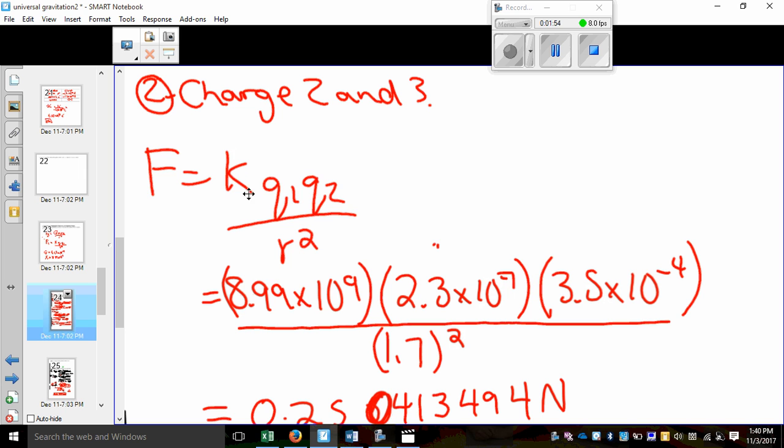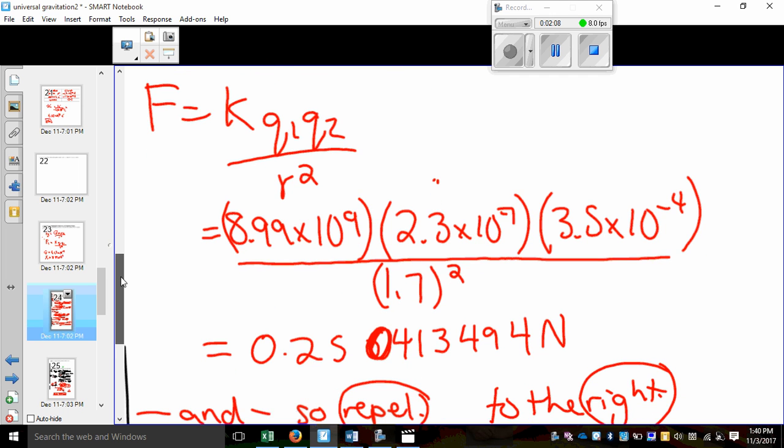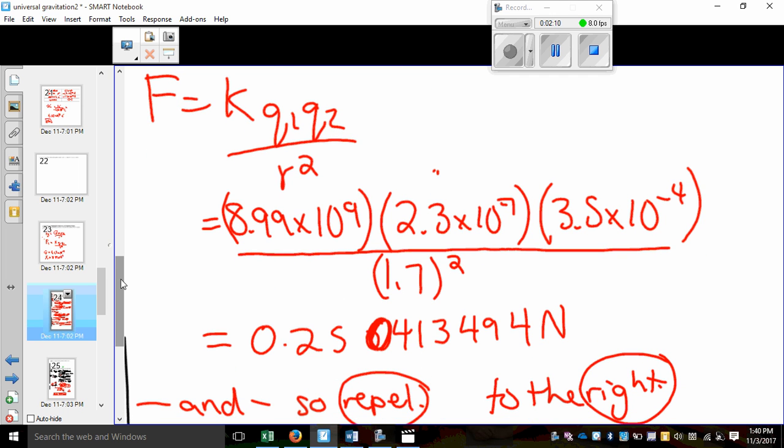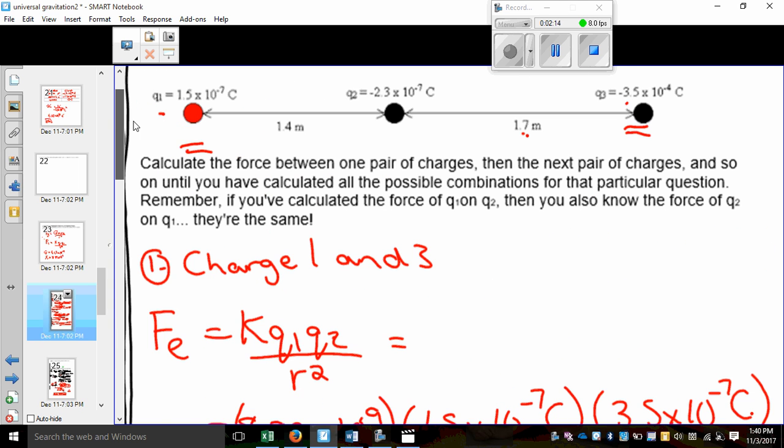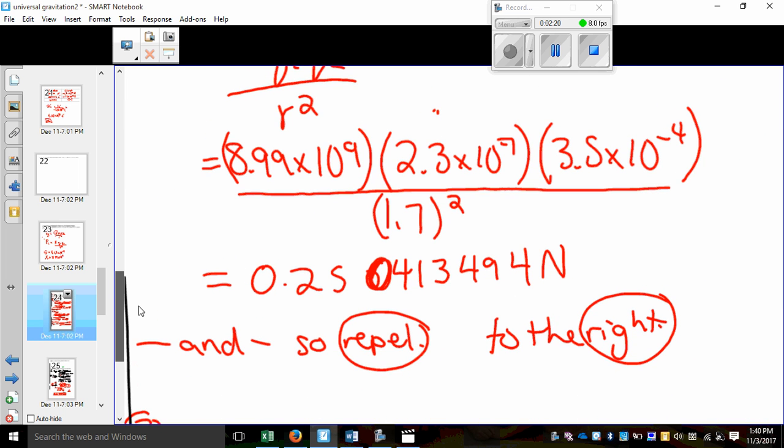So we take our K value, which is a constant. The first particle, its charge is 2.3 times 10 to the negative 7. The second particle is 3.5 times 10 to the negative 4. And the space between them is 1.7. When I calculate this out, I get 0.25 and some change newtons. These two particles are both negative. Because they're both negative, they're going to repel. So this force is to the right.